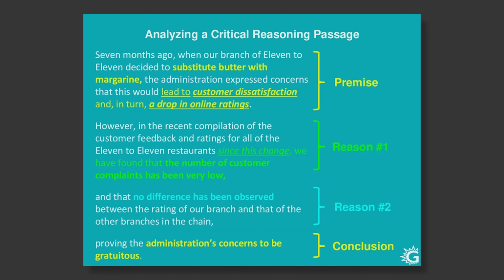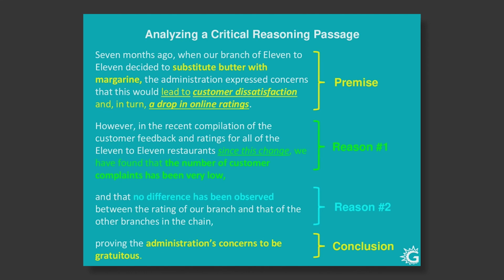So if you recognized it, yes, we always open with a premise. And what is the premise? The premise was that if you substituted butter with margarine, then there may be customer dissatisfaction and online ratings would drop. So that's the premise. That is the whole basis on which we're thinking right now. We expect customers to be dissatisfied and online ratings to go down.